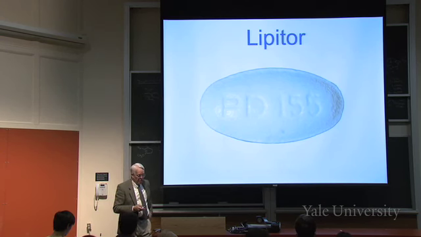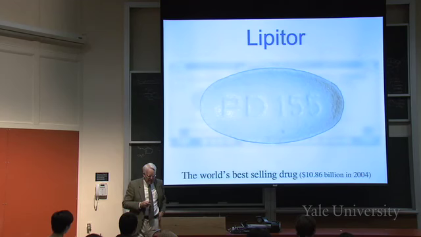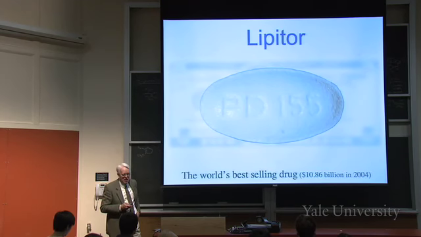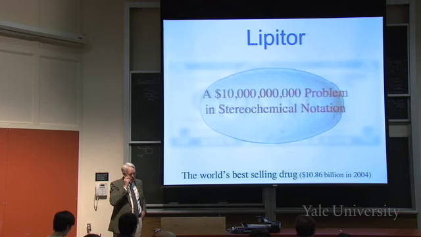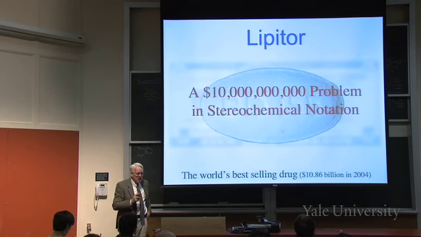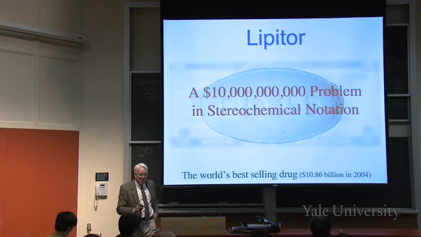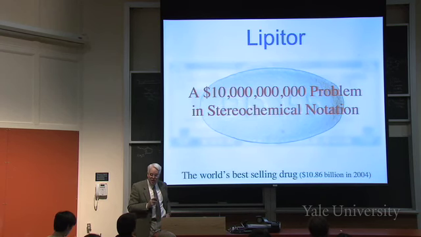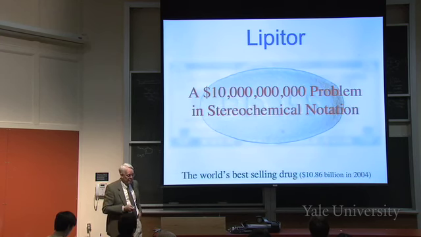So here's a Lipitor pill, which is the world's best-selling drug. In 2004, it sold almost $11 billion, right? But it raised a $10 billion problem in stereochemical notation that I'll show to you here.